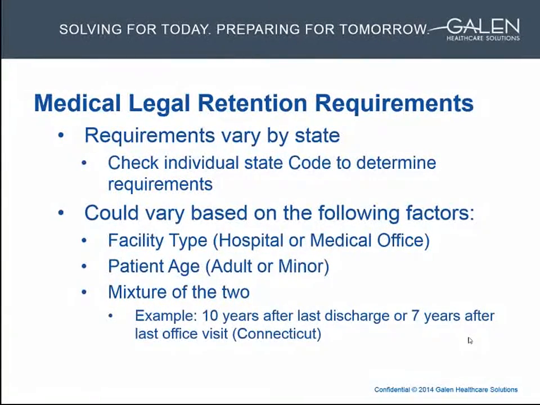Most states vary on a variety of factors, including facility type, whether you're a hospital or medical office, the patient's age, whether it's an adult or minor. It could be a mixture of the two. For example, if you're a hospital in Connecticut, the retention of a record is 10 years after the last discharge or 7 years after the last office visit. So knowing and understanding these 2 items are critical in determining your strategy for the clinical data migration.